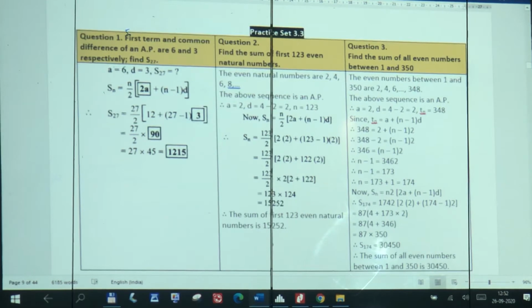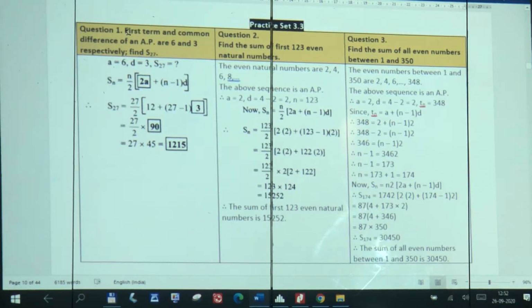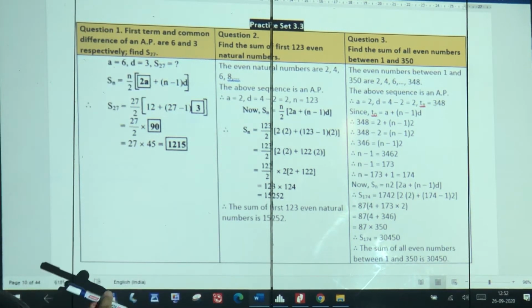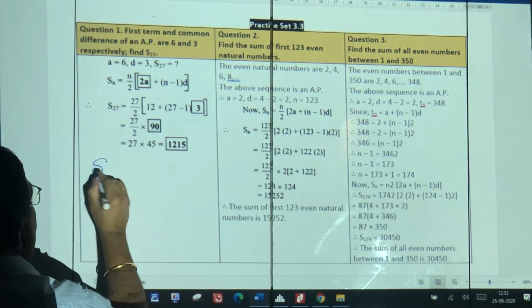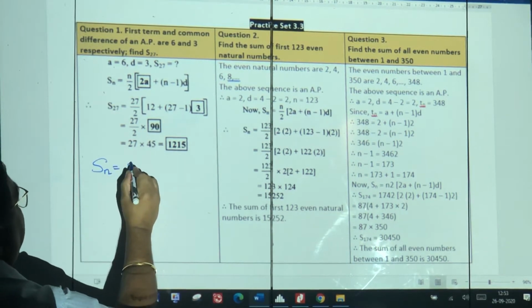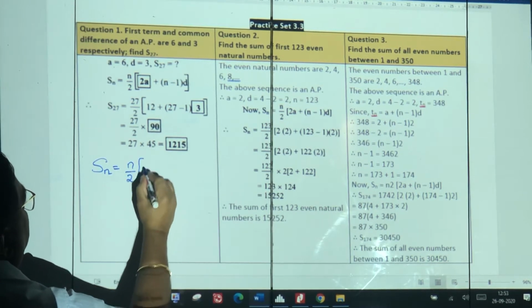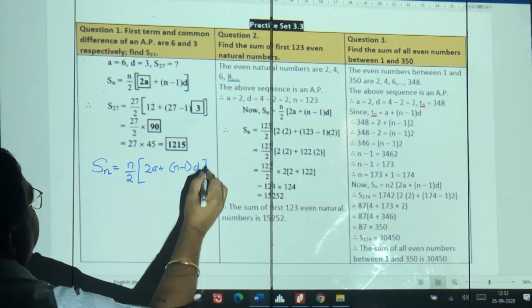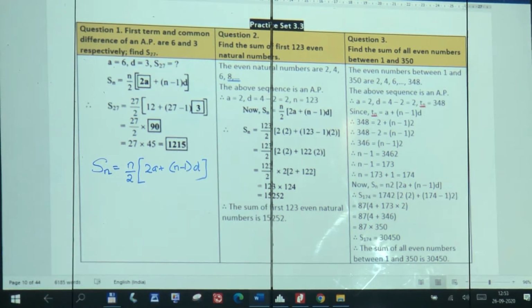Let us have a look at exercise 3.3. First term and common difference are given. In this, we are learning the sum. If I total all the terms of all the sequences which you saw, how will I know what the total is? So the sum of n terms, whether there are 30 terms or 50 terms, is n by 2, 2a plus n minus 1d. Learn the formula. That was a plus n minus 1d.